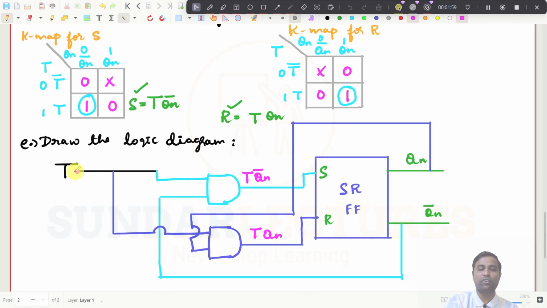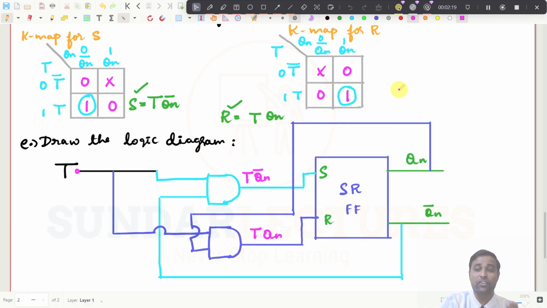We have just converted. If you give T 0, then the output will be same. No change. If I give 1, whatever the Qn you have, it will be inverted. That is the idea. It will work like a T flip flop. SR flip flop can work like T flip flop. Right? What is the next one now?